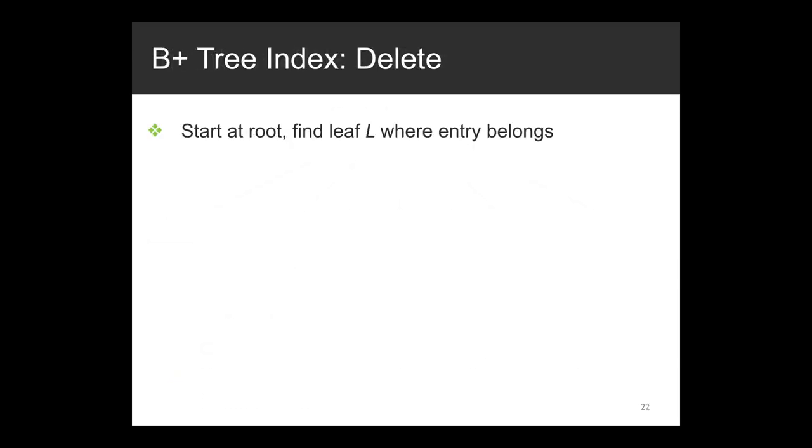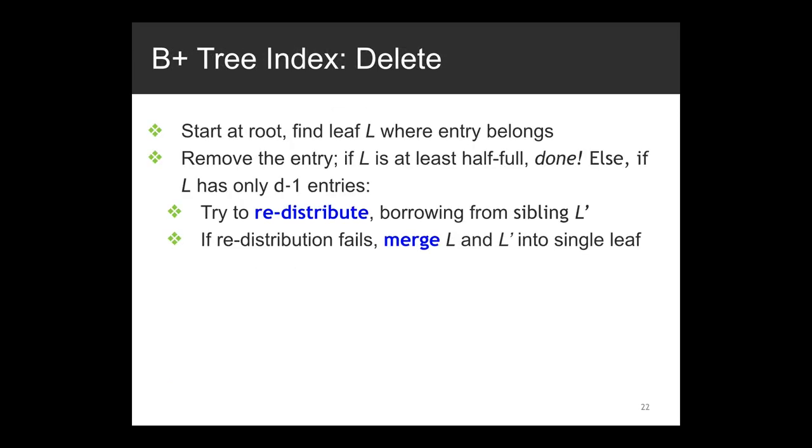Okay. So the same thing happens here, except here the redistribution is the first preference for both the leaf level and the non-leaf level. Okay? Yeah, sorry for the confusion.